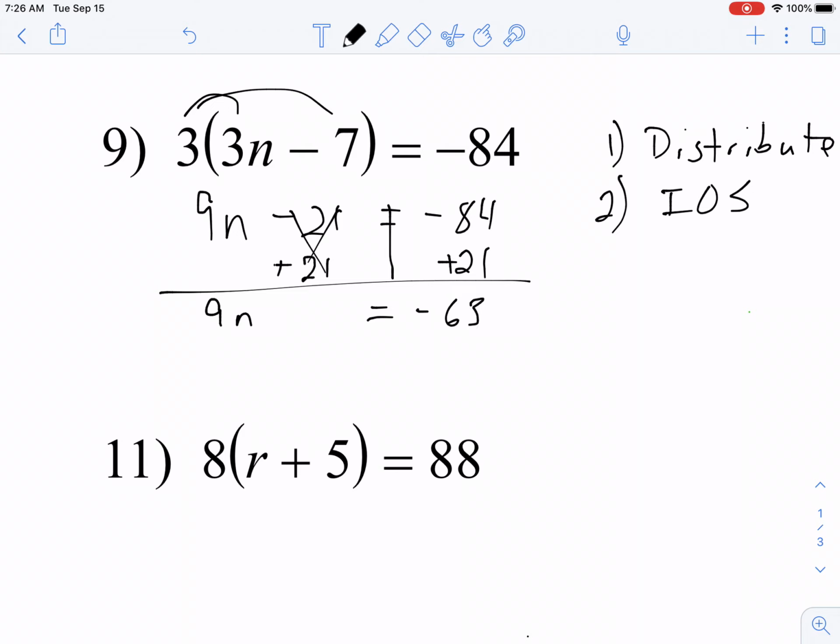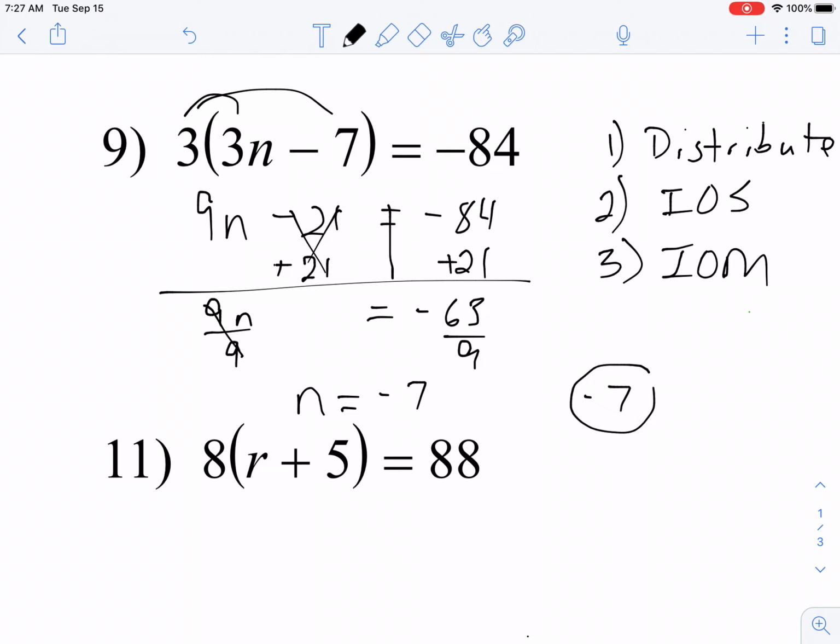And then our last and final step is to do the inverse of multiplication. I'm going to divide by 9. Remember, inverse means the opposite. The 9s cancel. N drops down. Negative 63 divided by 9 is negative 7. You would just enter negative 7 if that was your answer.